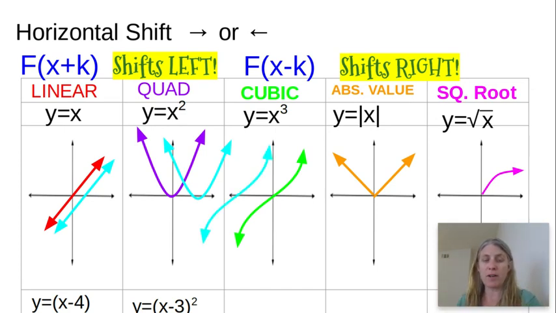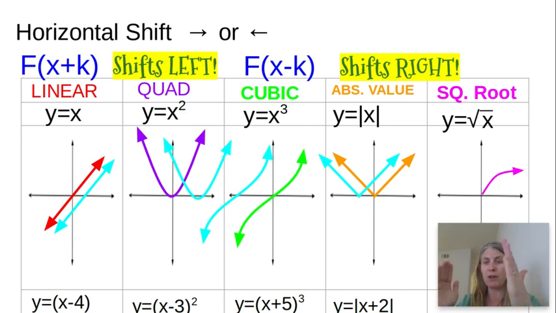So looking at our cubic function, as you can see, we're shifting it to the left a number of spaces. So as you can tell, we're going to have inside our parentheses our x plus k, our k being how many we moved it. So that's the equation y equals x plus 5 to the 3rd power. For our absolute value here, we're moving it to the left again. Once again, moving to the left means we're going to have inside that set of parentheses x plus 2 in this case. So notice the absolute value surrounds both the x and the number.